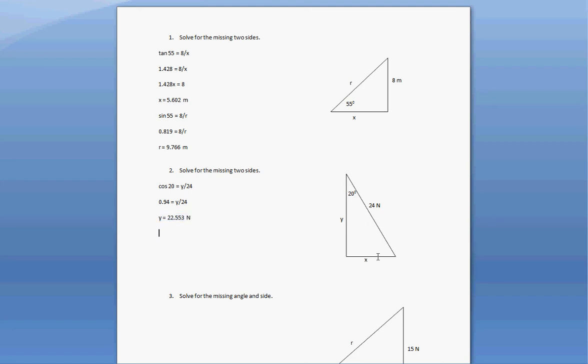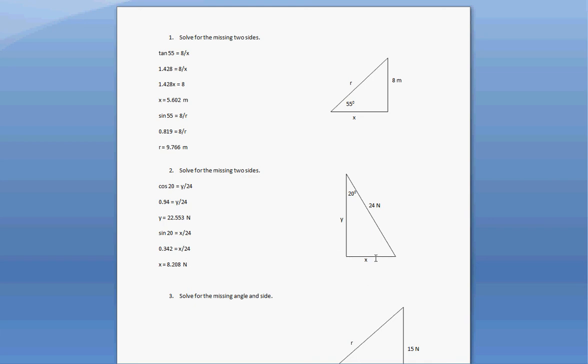Alright, now to solve for this side over here, this side is opposite of our angle, and so we have the hypotenuse and opposite, that's sine. Sine of 20 equals the opposite side over the hypotenuse. So the sine of 20, just do that on the calculator. Sine of 20 is 0.342, and that's going to be x over 24. Multiply both sides by 24, and you get x equals 8.208 newtons.